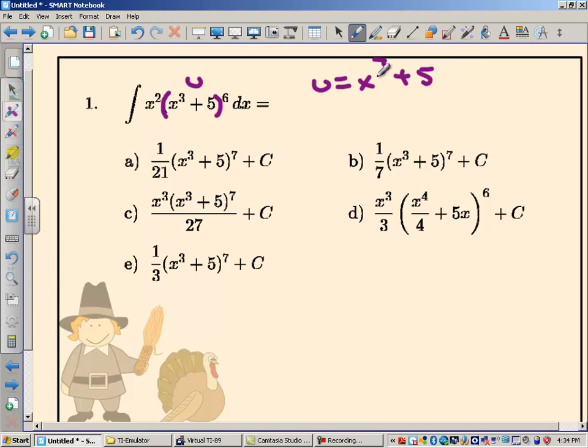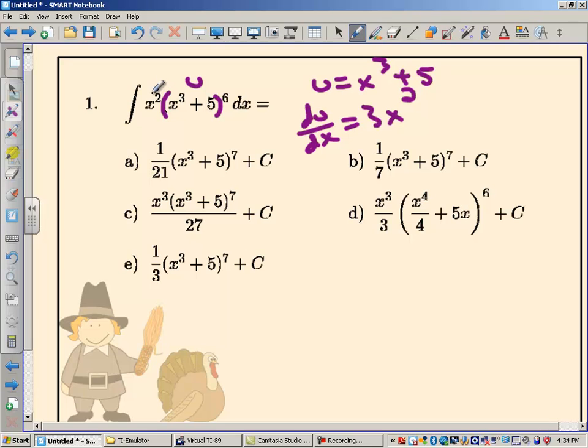Now, what is the derivative of that? Well, the derivative of that with respect to x is 3x squared. Man, I wish there had been a 3 right here. If there had been a 3 right here, it would have been perfect. That would have just been a chain rule. But I'm going to show you how to use some manipulation to take care of that.